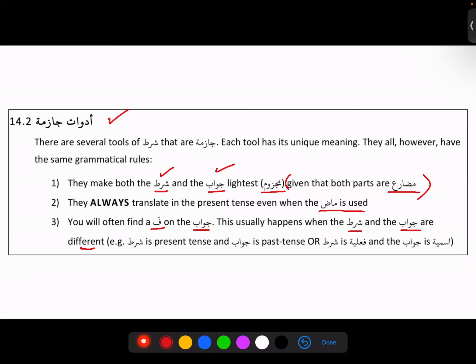What does that mean? So the shart is present tense and the jawabu shart is past tense. Or the shart is jumla failia, which means it could be a madi or it could be present tense, mudariya, right? And the jawab is ismiya. Jawabu sharti jumla ismiya, then what is going to happen? The fa would occur. You will find fa on the jawab, and this usually happens when the shart and jawab are different.